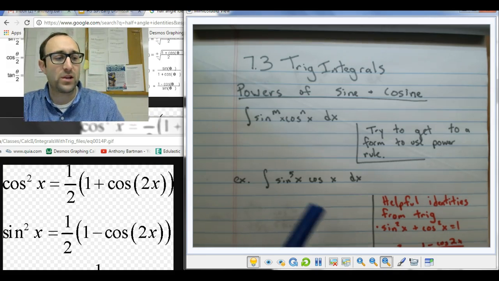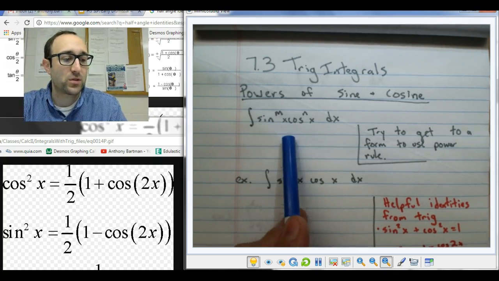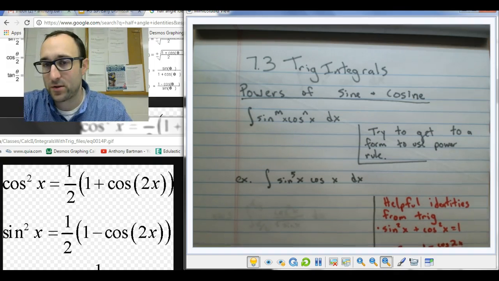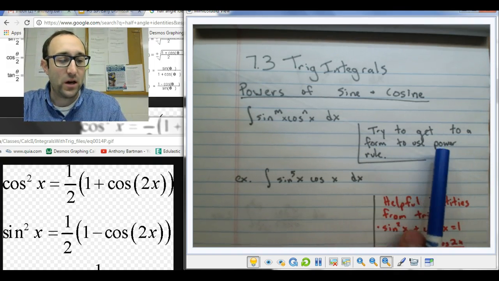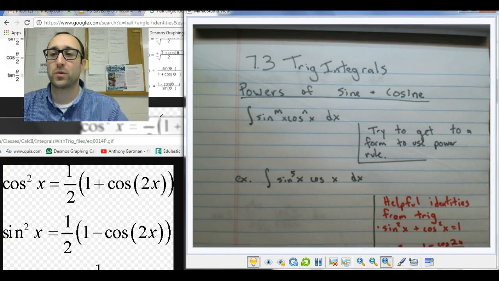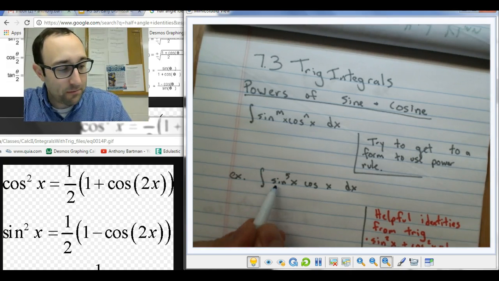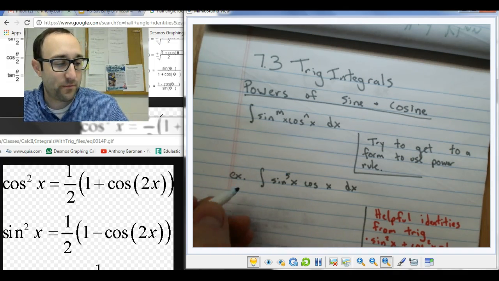So what we're going to do is, if they're in this form, sine m, cosine n, where m and n are just some powers, you're going to try to get to a form to use the power rule. So what we're going to try and do is use the power rule to our advantage. So I can say, well, I've got sine to the fifth cosine x dx.